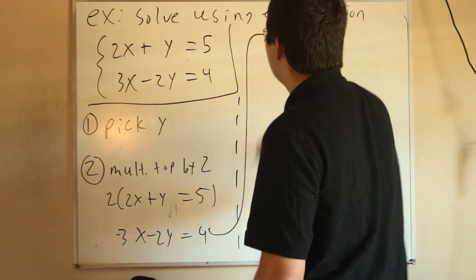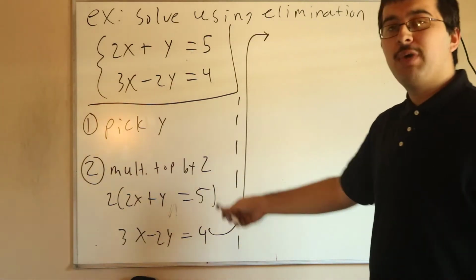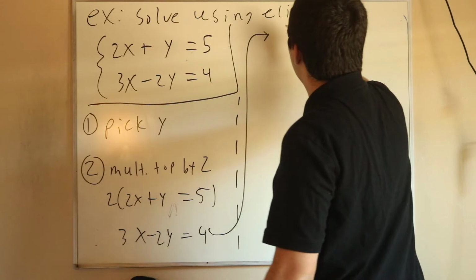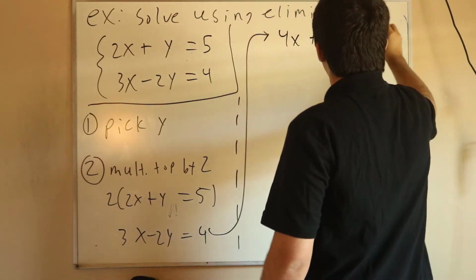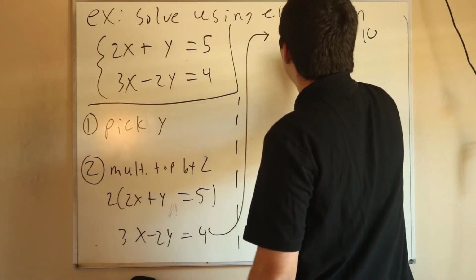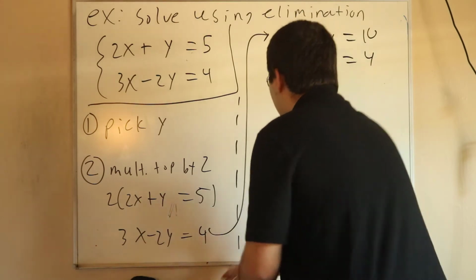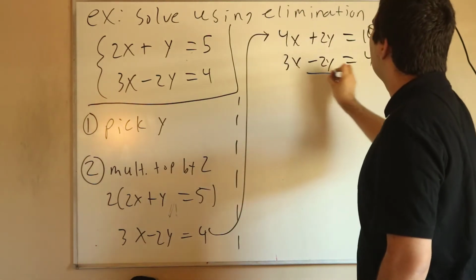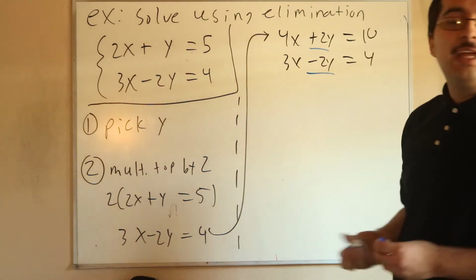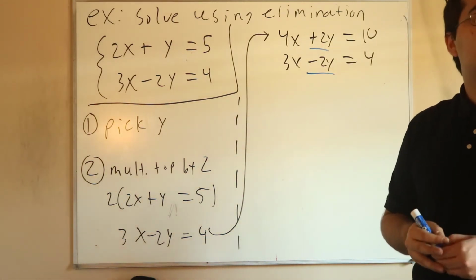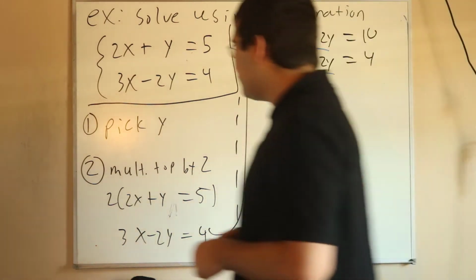Bringing our work up to here, I multiplied the top equation by 2. Why do I do that? Well, after I multiply by 2, I now have 4x plus 2y equals 10, and I have 3x minus 2y equals 4. And would you look at that? The variable we chose, y, in each equation differs only by a sign. You have a positive 2y and you have a negative 2y.